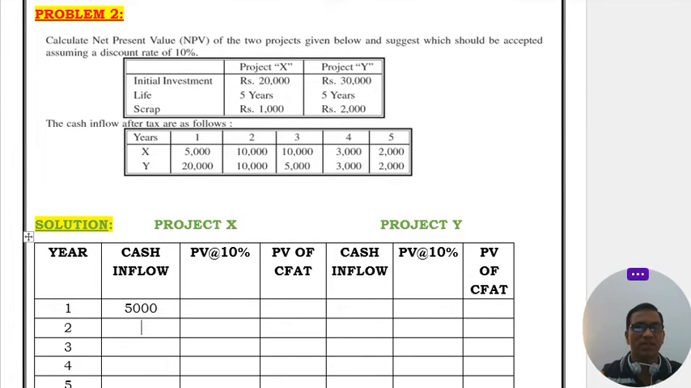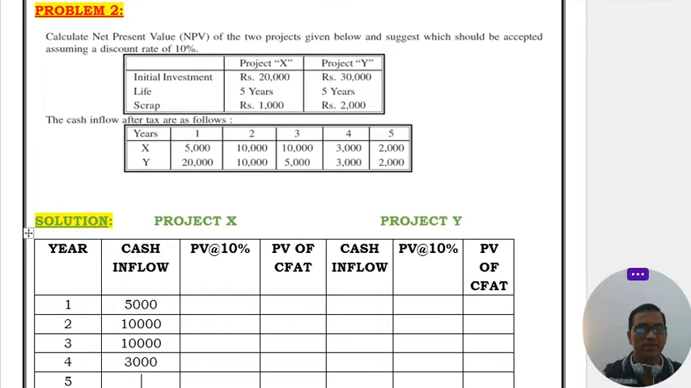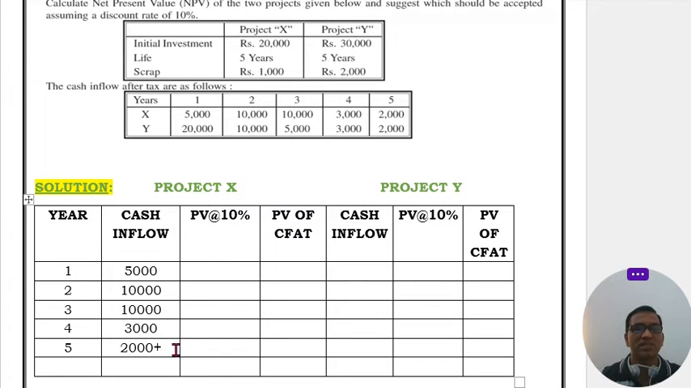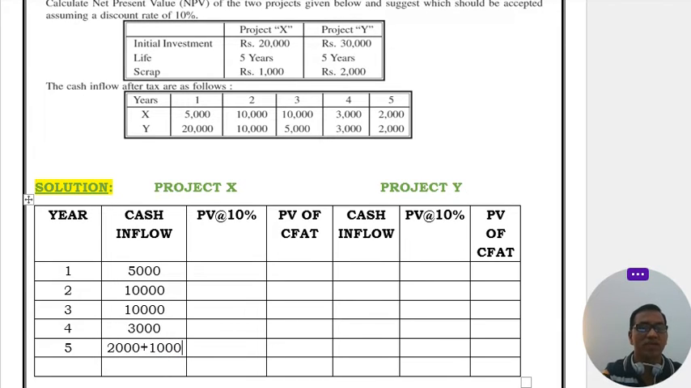5,000, then 10,000, 10,000, 3,000. And here 2,000 plus scrap value is also considered as a cash inflow at the end of the last year of the project. So we have to take 3,000 here. That is the thing here.